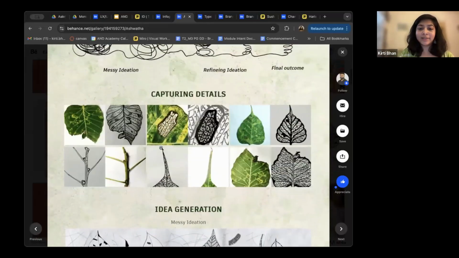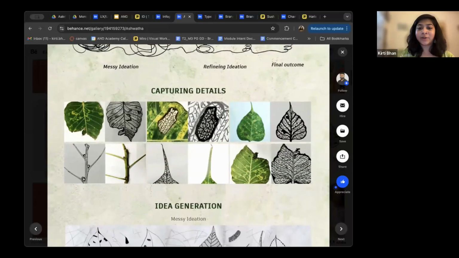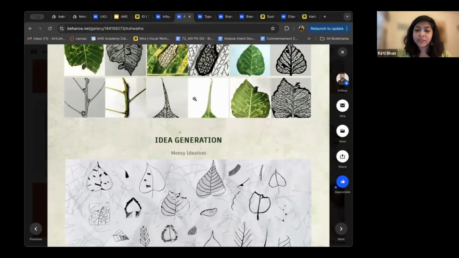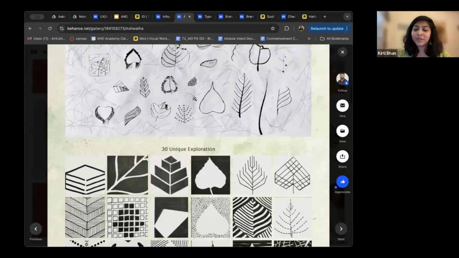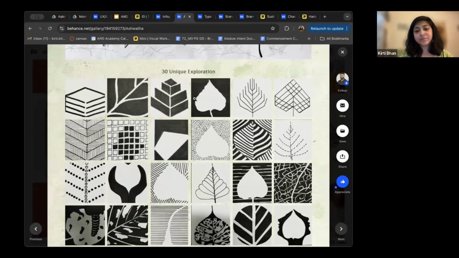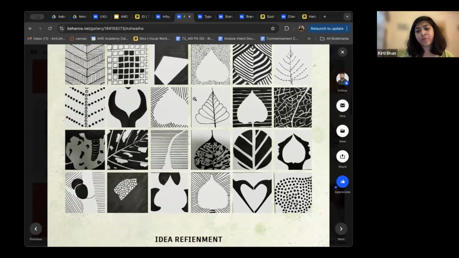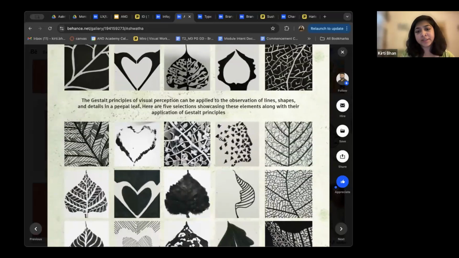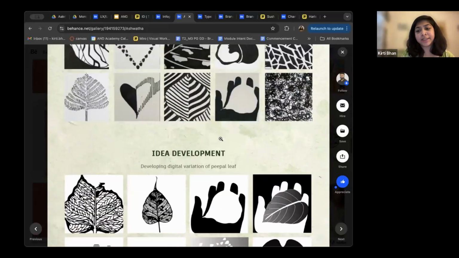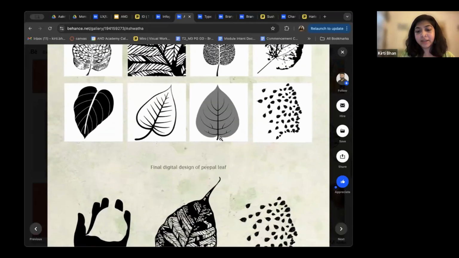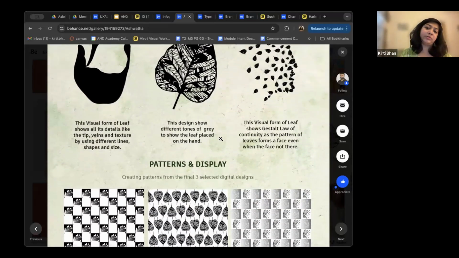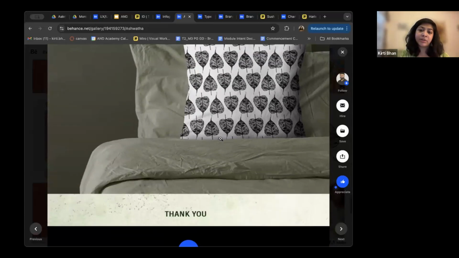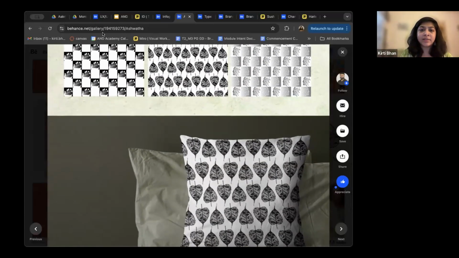So the design process again, like it's messy, refining, ideation, and then the final outcome. So capturing the details, like how you can see how it is kept side by side, how the details have been captured. Then some messy ideation of the idea generation. Then some unique explorations, some abstract explorations also. Then choosing these 5 and doing further variations in them, creating more variations and then taking them digitally. And then finally selecting these 3 and also creating patterns from these 3. And we can see how prints of these could be used, and we can think of as many ideas. All right.